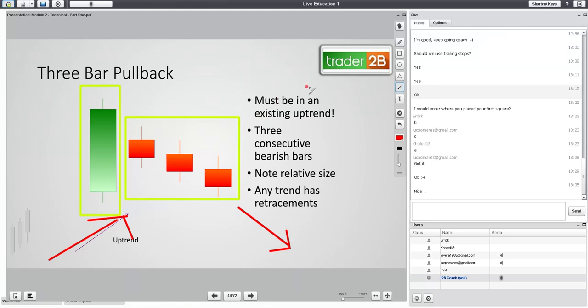Some key points. It must be in an existing uptrend. That's the first thing. 3 consecutive bearish bars. Note the relative size of the bars. So the price action tends to be very small and very similar to one another from the previous days. And any trend has the retracements. Okay.